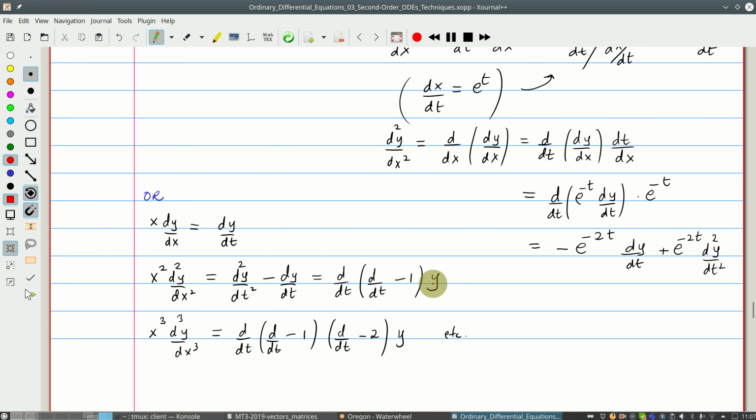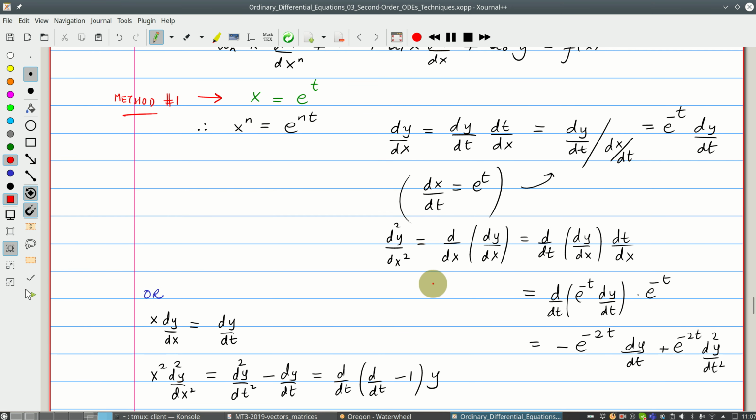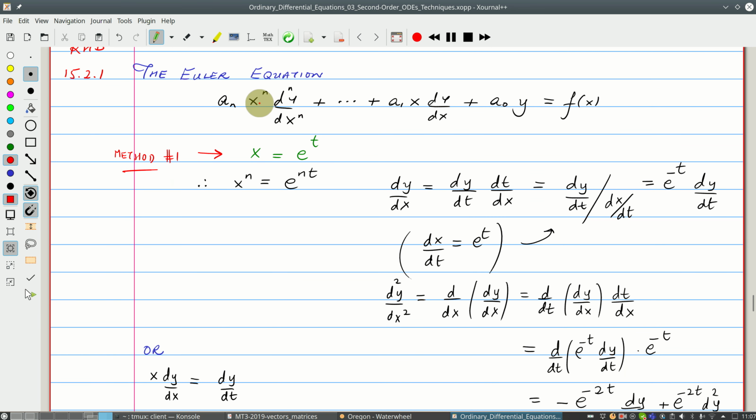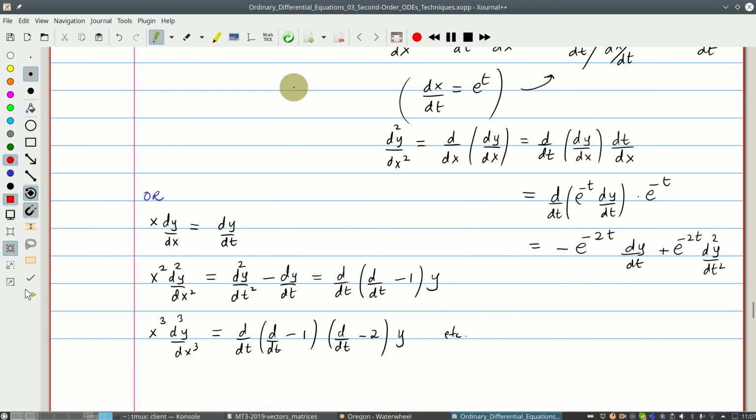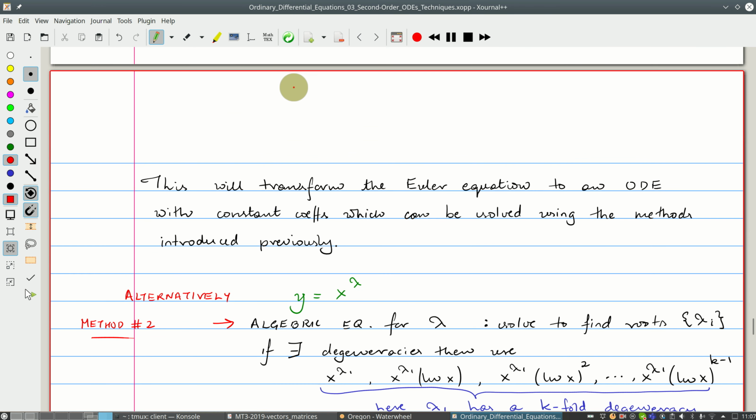Now what this means is that we can take our Euler equation, which has these powers of x multiplying each derivative, and write it out in a form which has only constants multiplying the derivatives. We'll see how this works. But once you have those, you can then use the technique of constant coefficients, which we've just seen, to solve the transformed Euler equation. Okay?